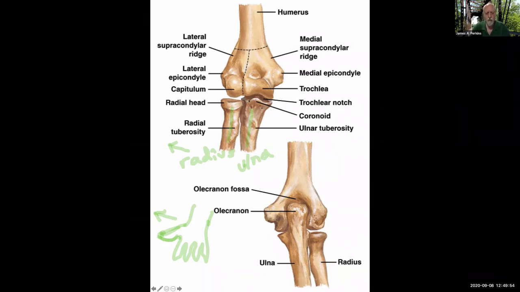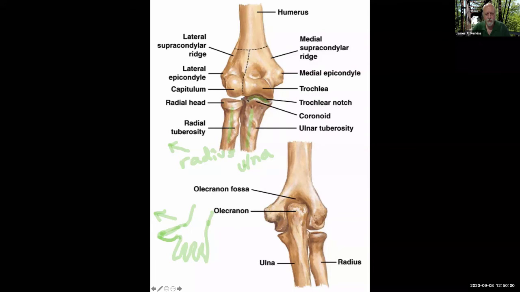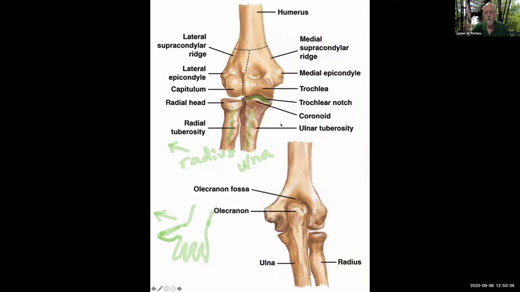So there are some landmarks here that help to form the elbow joint. There's a thing called the trochlear notch, which is part of the ulna. It's a deep indentation, a deep notch on the proximal end of the ulna, and it wraps around the trochlea of the humerus to form part of the elbow joint.